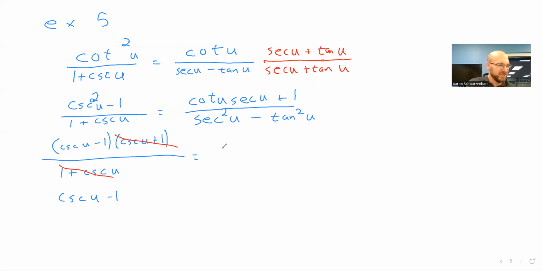So I know secant squared u is equal to 1 plus tangent squared u. And we're going to deal with cotangent secant. Now, cotangent is cosine x over sine x times secant, which is 1 over cosine x. And here I have a plus 1.